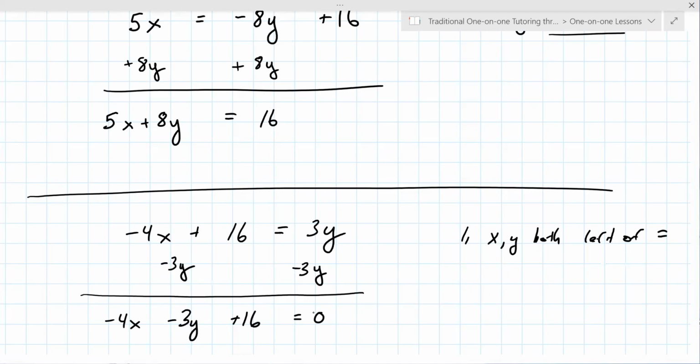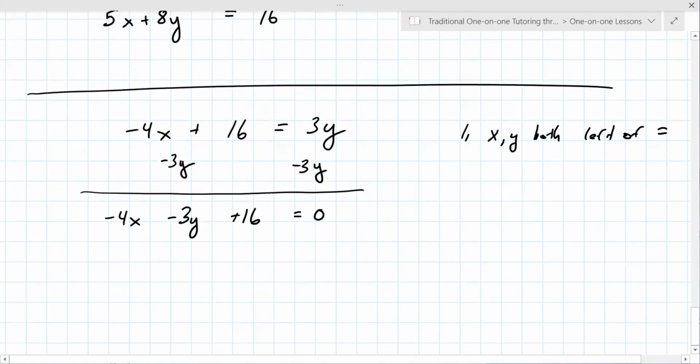Okay, now is this in standard form? That's a challenging one. Well, we just go through the list again. Are x and y both left of the equal sign? There's the equal sign. Are x and y left of it? Yes. Okay, what's the second requirement?